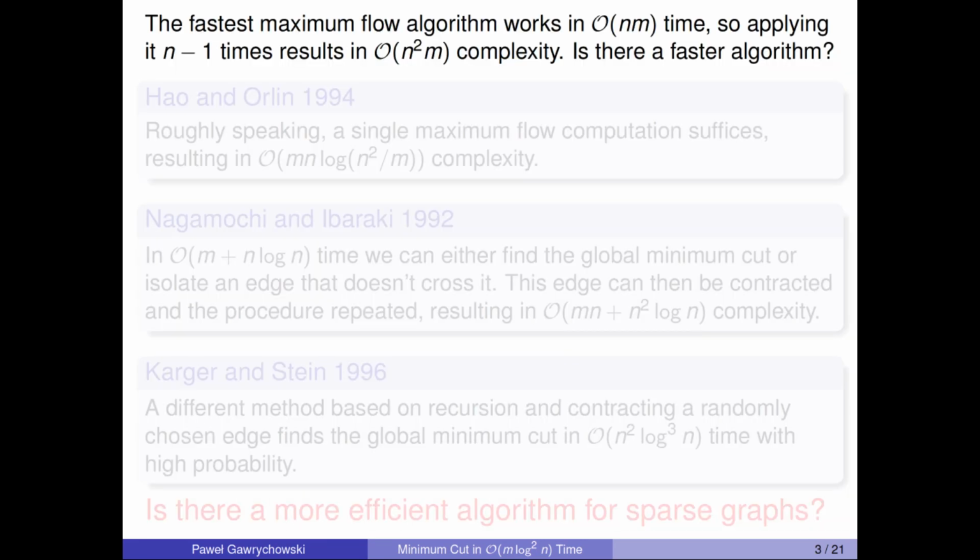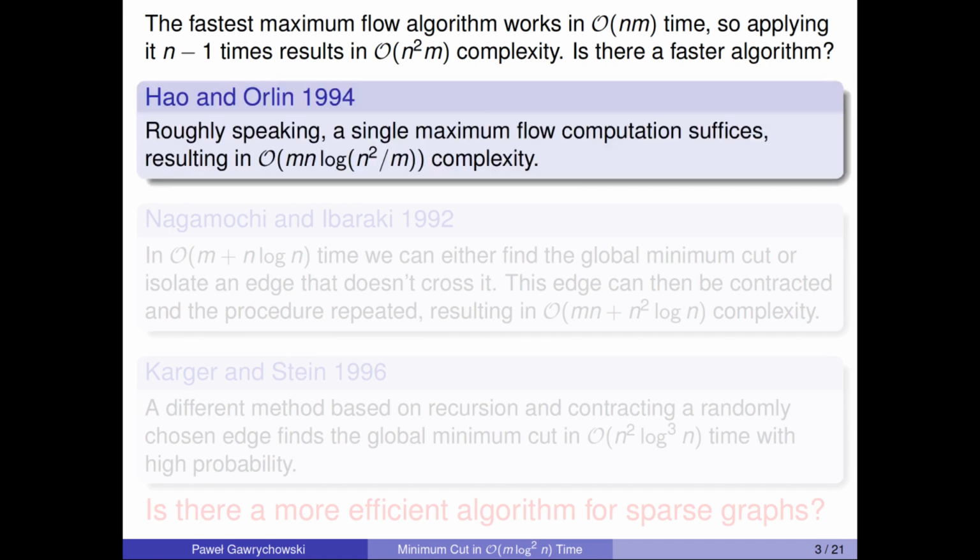So by plugging in the fastest known maximum flow algorithm that works in n times m time, you can design an algorithm that works in n squared times m time. This is polynomial, but quite high. So is there a faster algorithm?